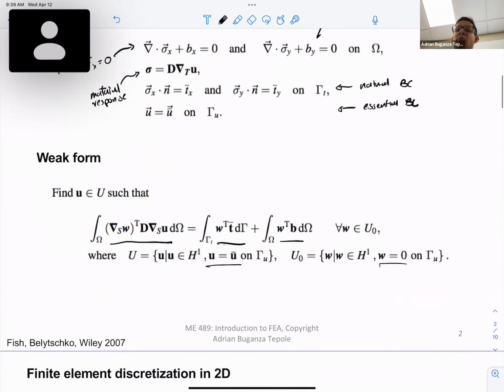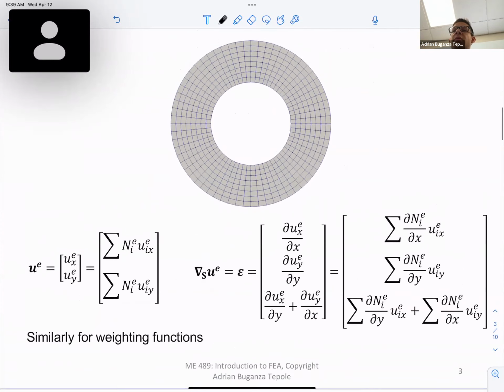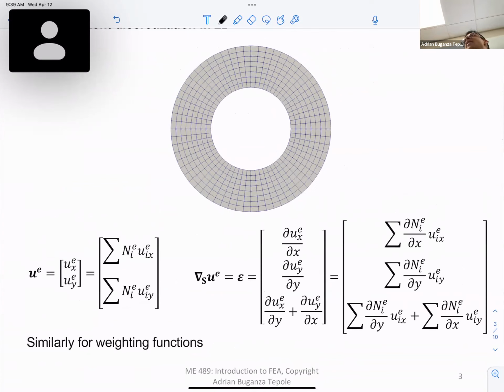All right, so that's the weak form. Then for the discretization, similar to before, anything that we discretize with finite elements has this type of structure, right? So the discretization of a function is the sum of the shape functions times the nodal values. The difference here with respect to heat transfer is that this is a vector and not a scalar.